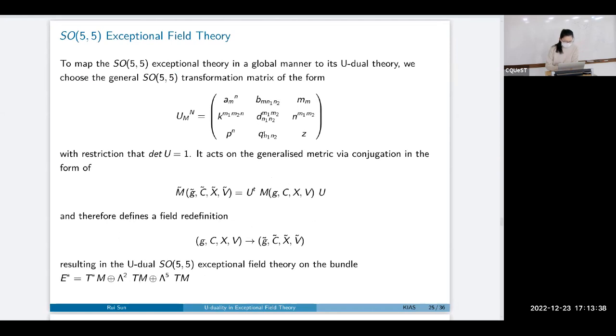But that's in the general way, that's not what we want. And if you choose that way, it's still a Courant Algebroid, but it's a bit trivial.